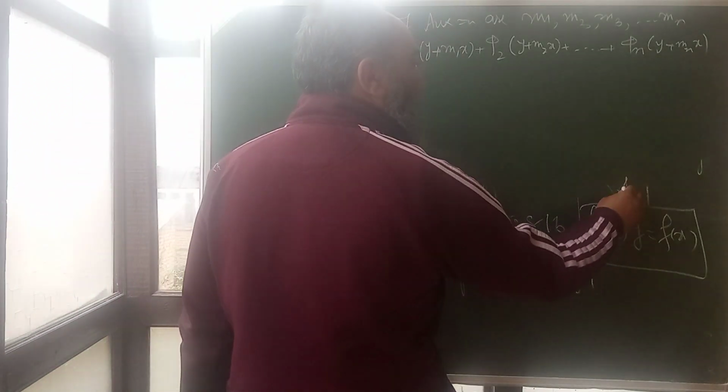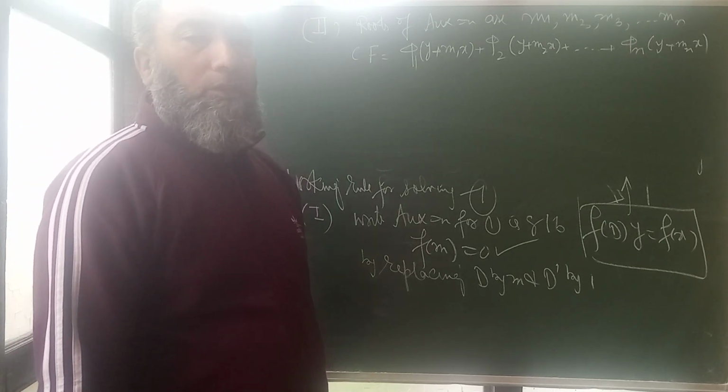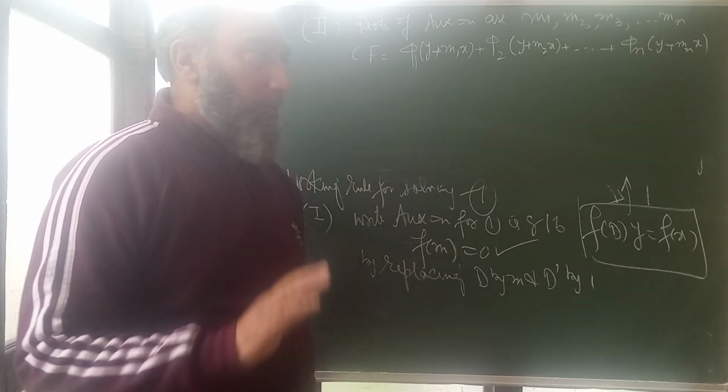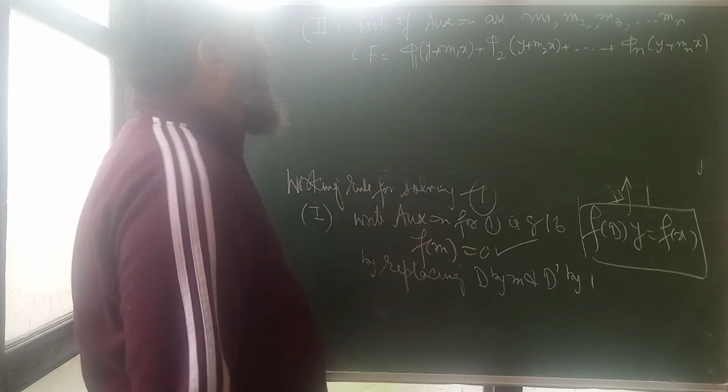For this, you are having c1 e raised power m1x, a constant times e raised power m2x, and so on, plus cn, a constant times e raised power mnx. What is the reason? Why do we write it in this form? I will be explaining it.